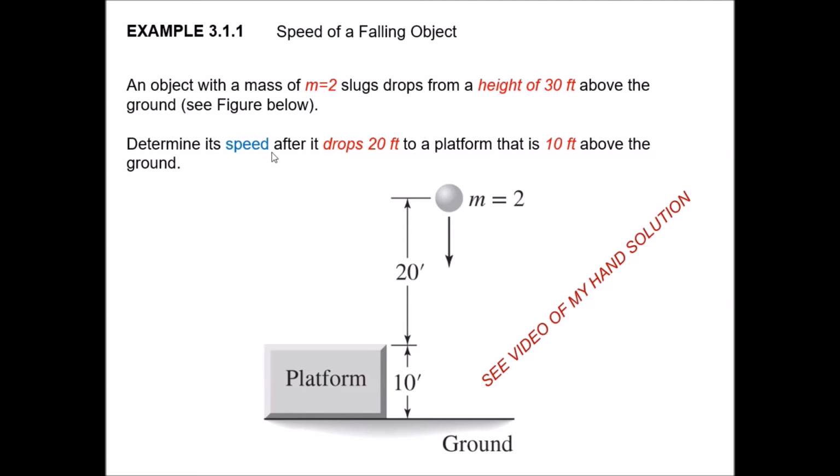They ask us to determine its speed after it drops 20 feet to a platform that is 10 feet above the ground. So we see here, here's our ground level. Here's our platform right there. Here's our mass, m equals 2 slugs, up top here. This is 20 feet above the platform. Platform height is 10 feet off the ground.